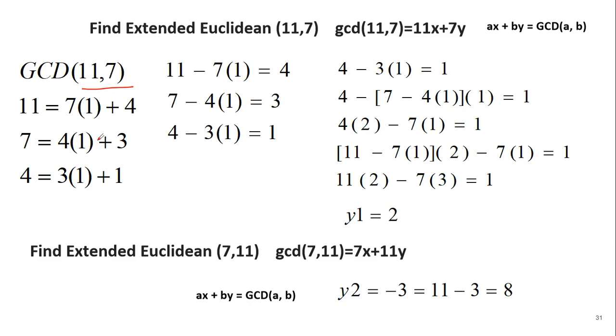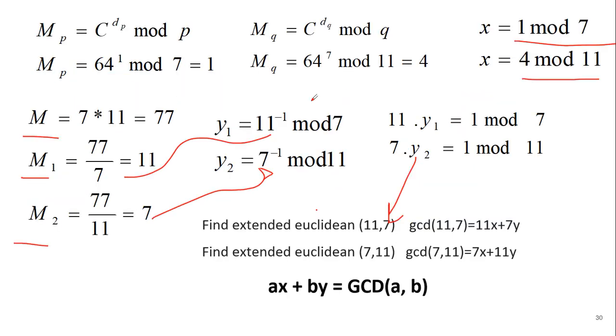This is the way we can write it down: 11 is equal to 7 into 1 plus 4, then 7 into 1 plus 4 and so on. Then we write down the equations. Actually I forgot the last equation here, that is 3 is equal to 1 into 3 plus 0, but as it is not required, that's why I have not written it. So when we do this operation, we are basically finding the extended Euclidean for the equation 11x plus 7y.